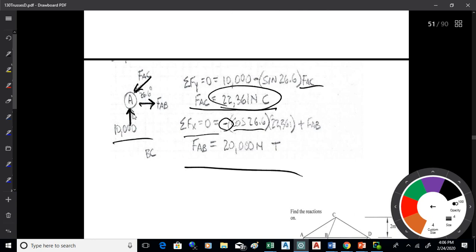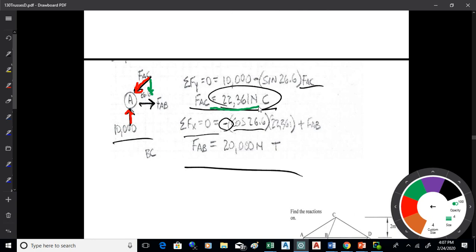I got 10,000 up, like that. And as I have it drawn, I got FAC down. But I want the component of it that goes down, so I'm going to do the opposite side. So that'll be the sine, because it's the opposite side. So what that is there is sine 26.6 times FAC. And it's down, so it's negative. When I solve for FAC, I get a positive answer. That means my assumption was correct. It does act down and to the left, so it does push. So that means it's compression.